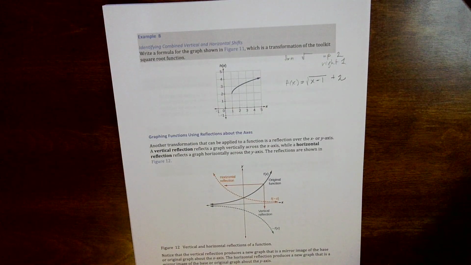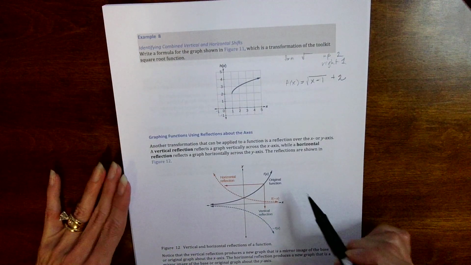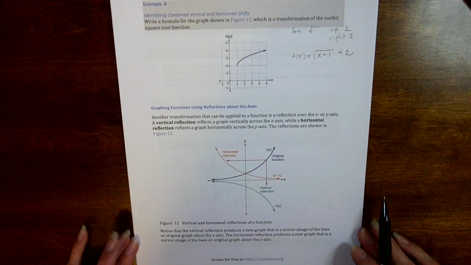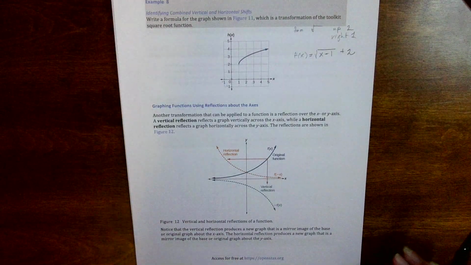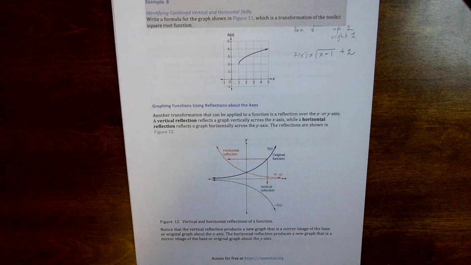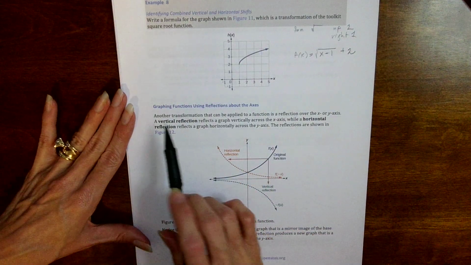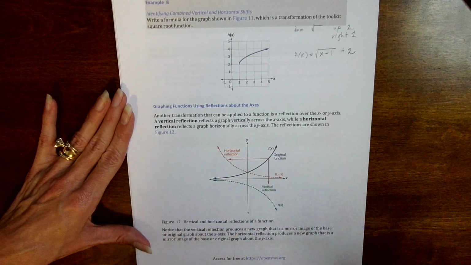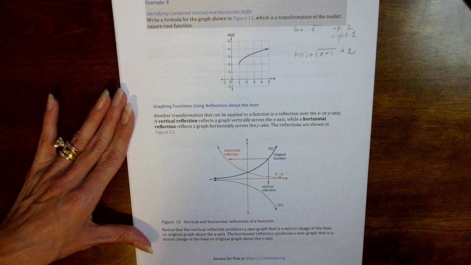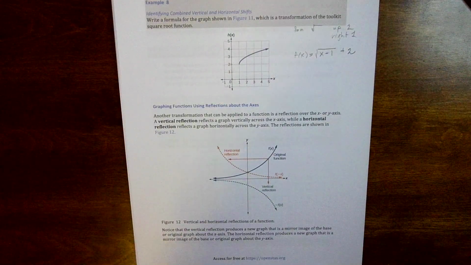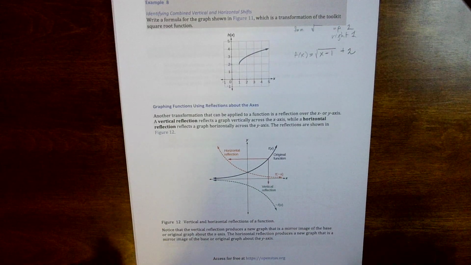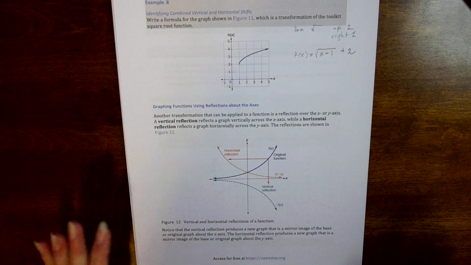So now we can have reflections across the axes. We used to do really fun dances with this. If you were in an in-person class with me, we would dance for extra credit, because we can show how we would do these reflections with our arms. So we can have a reflection across the x-axis or the y-axis. A vertical reflection reflects the graph across the x-axis, and a horizontal reflection reflects across the y-axis.